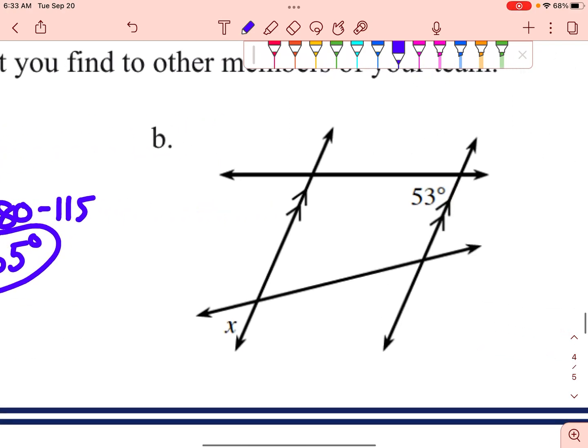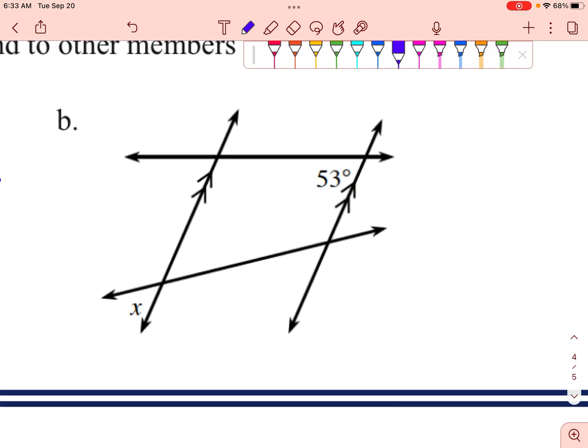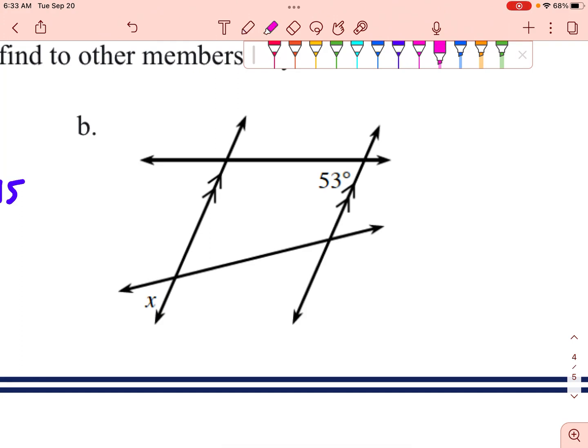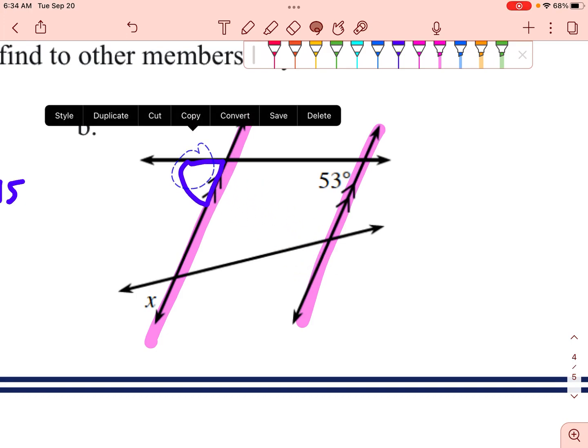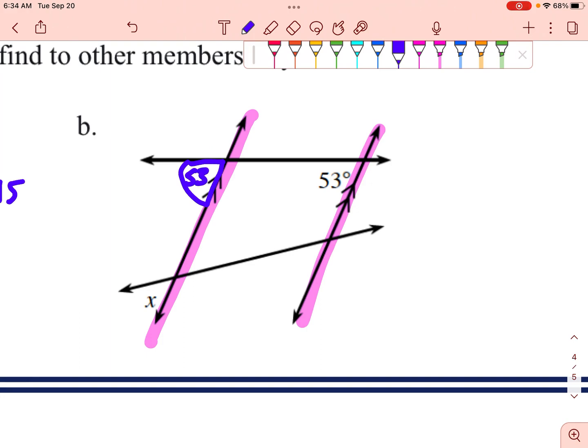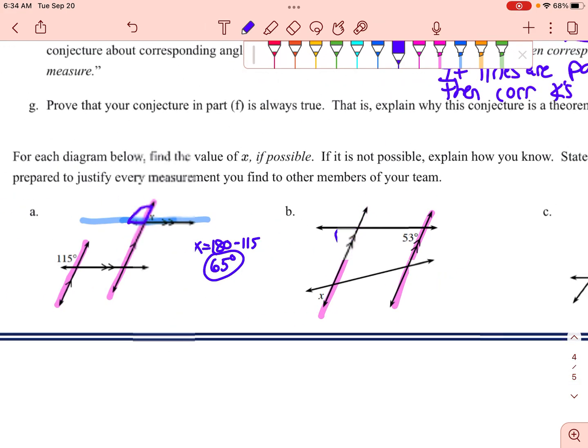To find x, for B, it looks like I only have this set of parallel lines, so I can take this 53 and move it, touching the parallel lines. I cannot go down here. It's not going to fit. You can see it doesn't fit. It does fit here. So this is 53. But it does not fit there. So I don't know how big x is. We're going to say x is question mark.